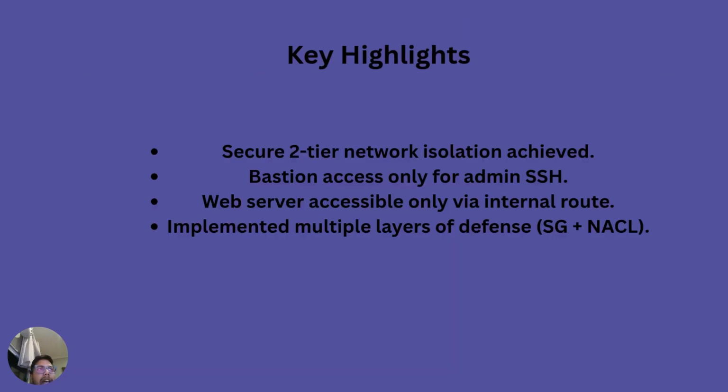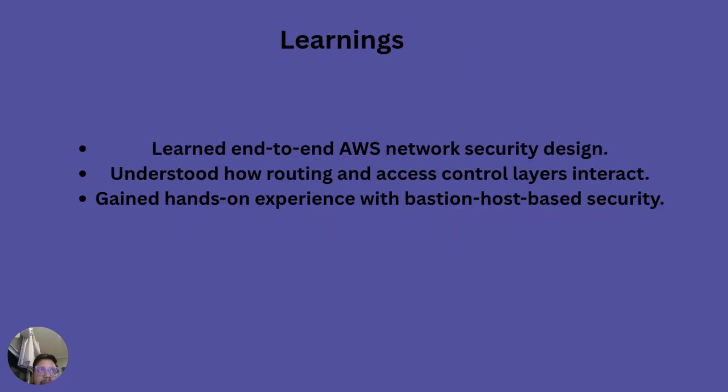And the key highlights, to summarize: secure two-tier network isolation achieved, bastion access only for admin secure shell, web server accessible only via internet and internal route, and implemented multiple layers of defense like SG plus NACL, the network ACLs. And the key learnings: end-to-end AWS network security design, understood how routing and access control layers interact, and gained hands-on experience with bastion host-based security.